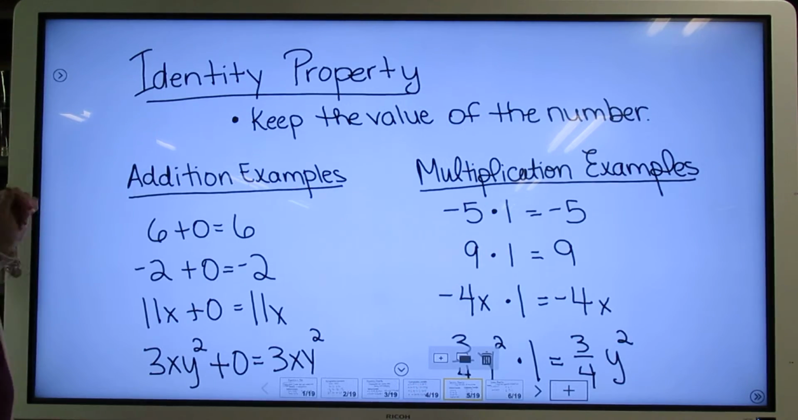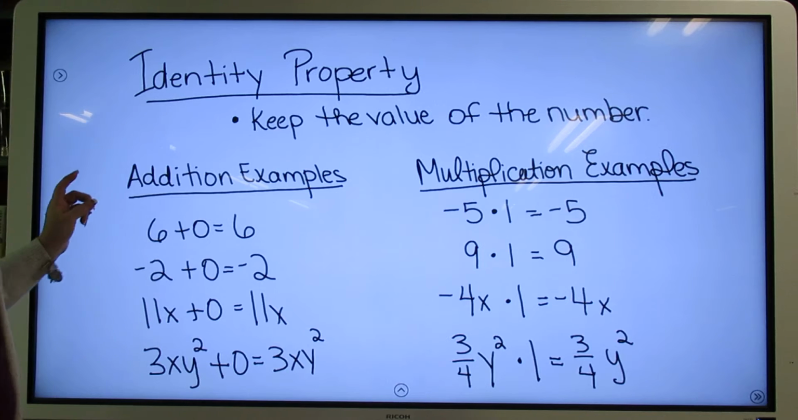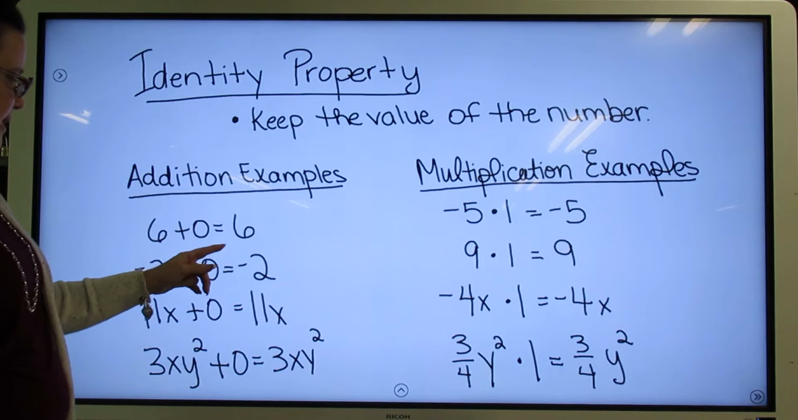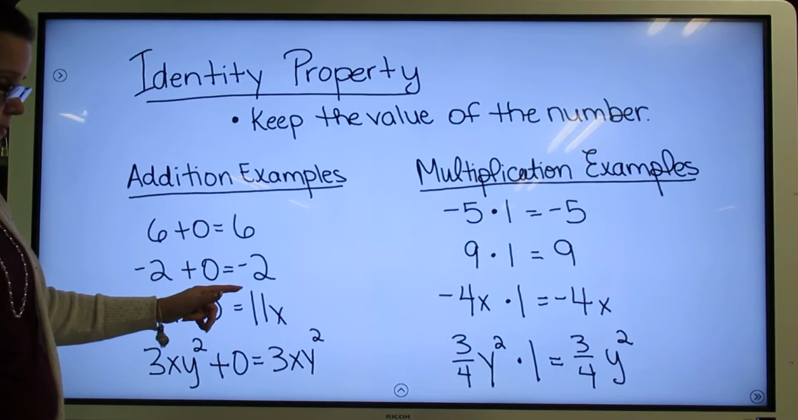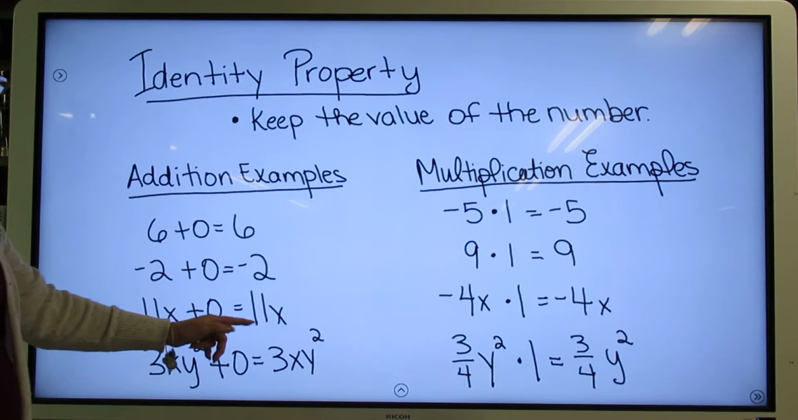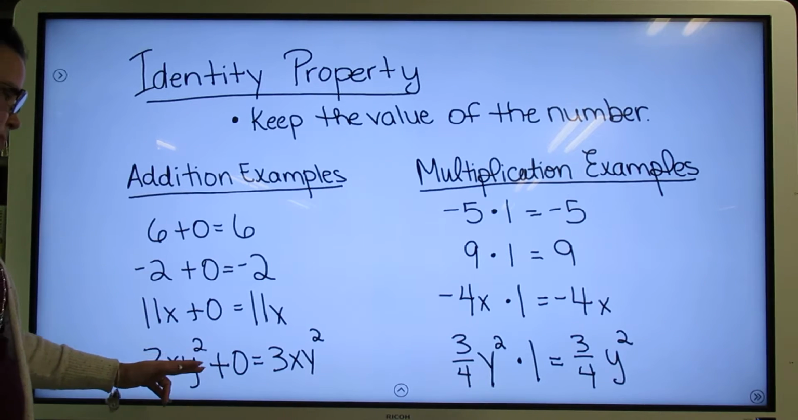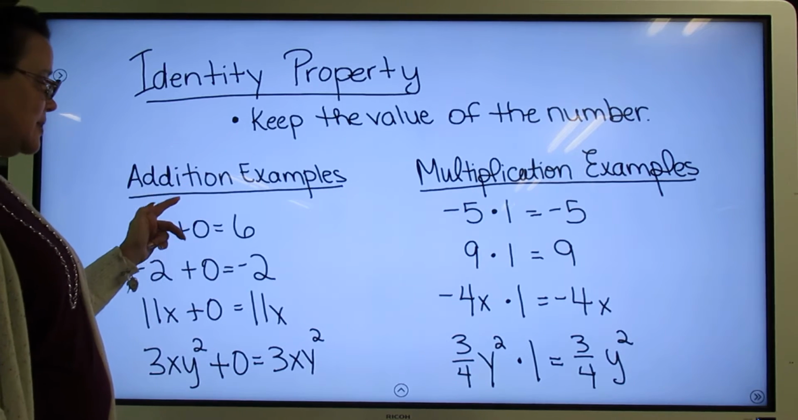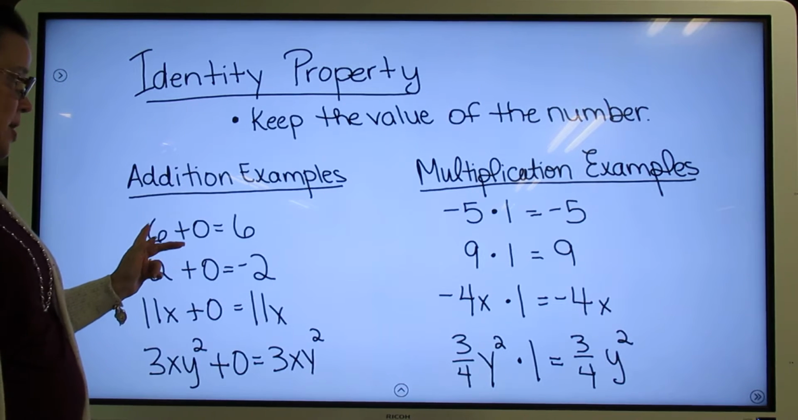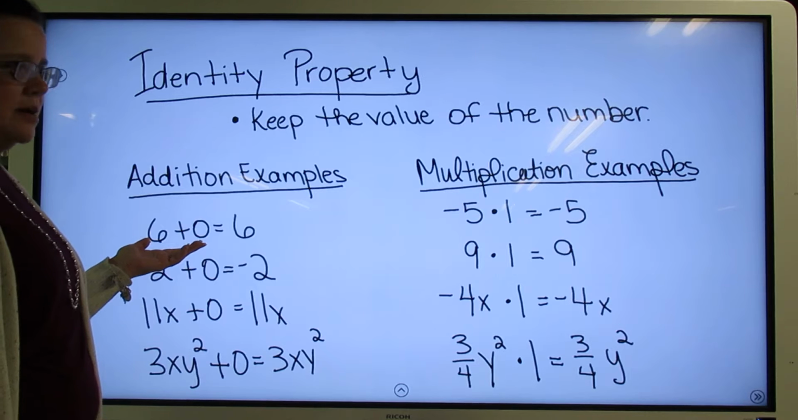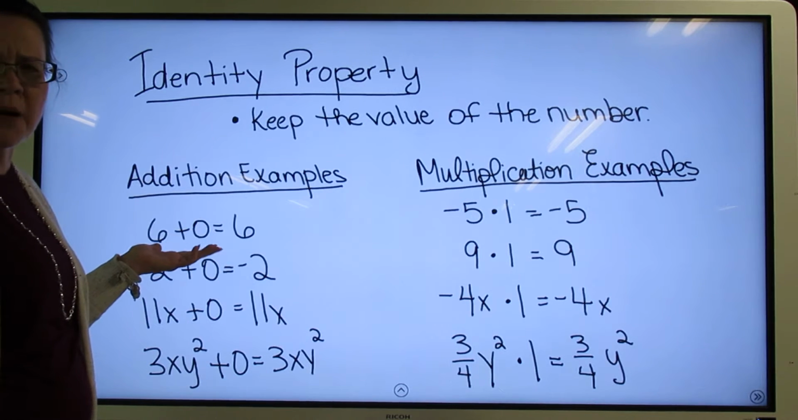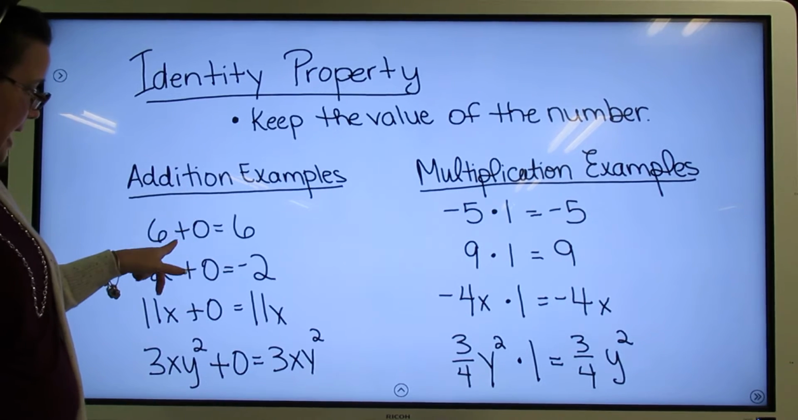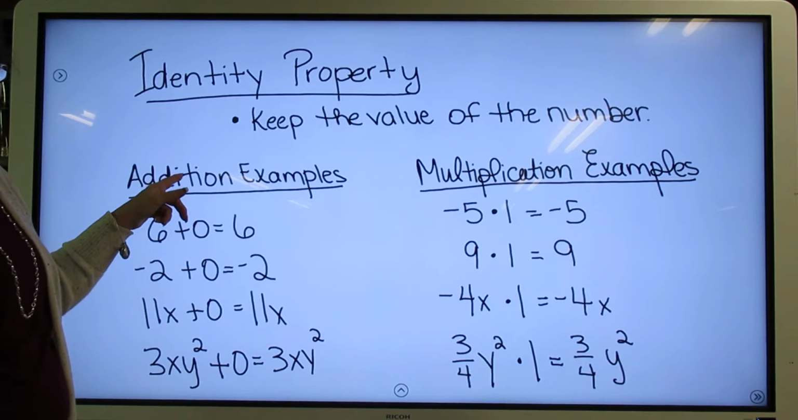Next up. Identity property. Identity property is when you keep the value of the number. So 6 plus 0 is 6, and negative 2 plus 0 is negative 2, and 11x plus 0 is 11x, and 3xy squared plus 0 is 3xy squared. So the identity property of addition would have zeros in it, and you would know an example if you needed to answer that question on the test of what property this is, and they have 6 plus 0 equals 6, then you know it's the addition one. It has an addition sign, it has a 0, and it's the identity property of addition.